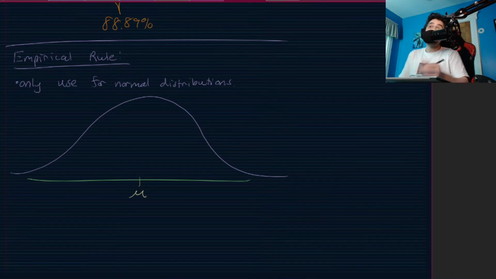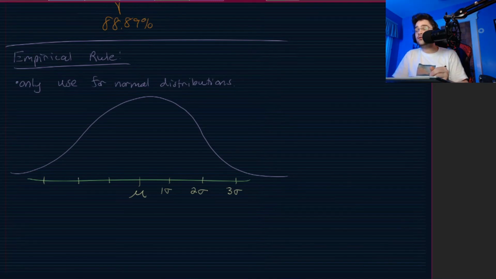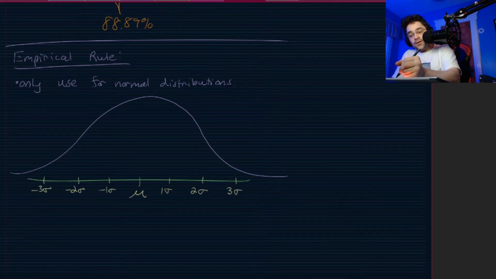we get much more accurate readings, essentially, of the percentage of values that fall within a certain number of standard deviations. And let me draw a picture here to try to drive this home. Okay, so I'll use sigma. 1 sigma, 2 sigma, 3 sigma, right? For 1 standard deviation, 2 standard deviations, 3 standard deviations, or -1 sigma, -2 sigma, -3 sigma.